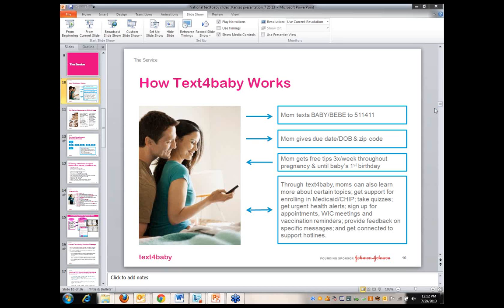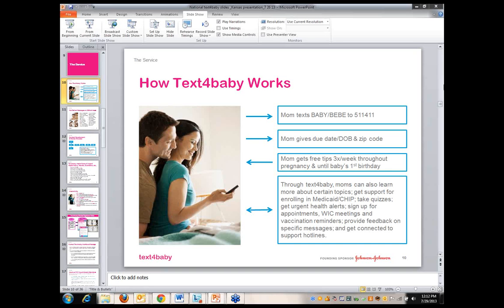So how you sign up: you text BABY, or BEBE for the Spanish version, to 511-411. Mom then gives her due date, or date of birth if she's had the baby, as well as a zip code. Mom then gets 3 free text messages every week throughout pregnancy and then until baby's first birthday. The service 3 years ago started off as a one-way health communication program, providing women with the information they need to keep mom and baby healthy.